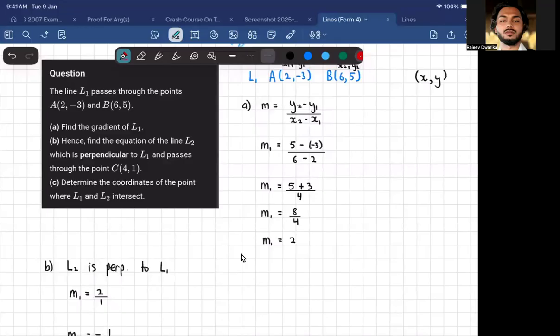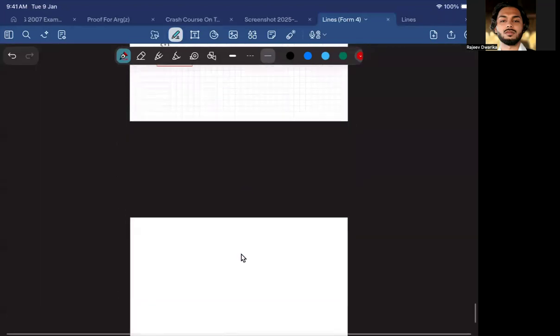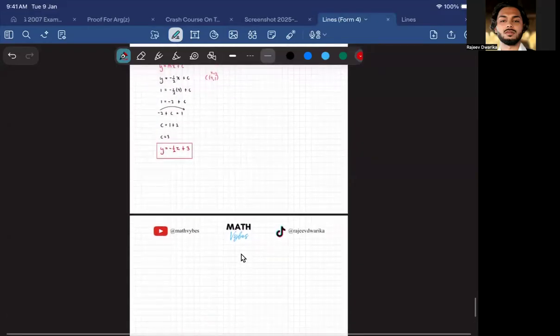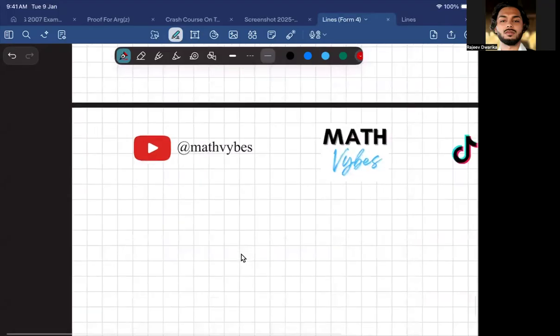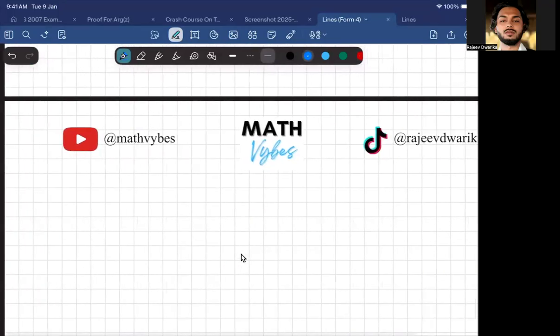Anytime they ask you to figure out where the lines intersect, they are talking about simultaneous equations. There are two different ways you could solve a simultaneous equation: the elimination method and the substitution method. Let me show you how that's going to run fast. Right, part C.